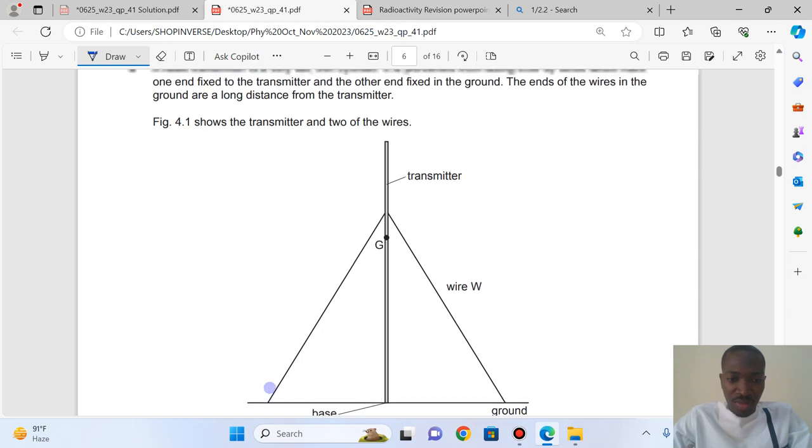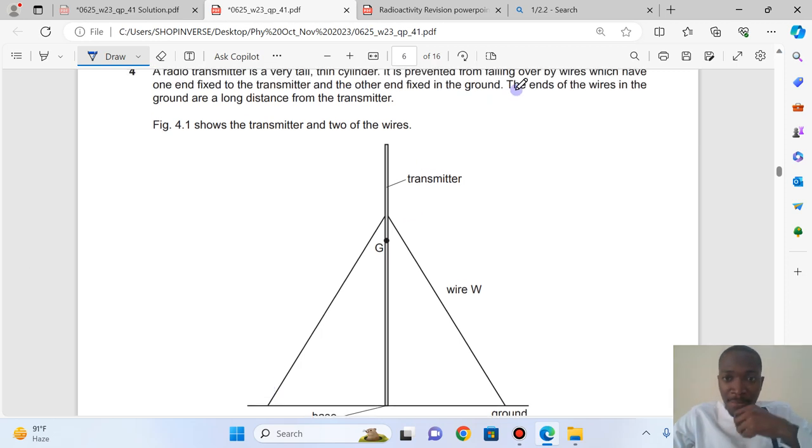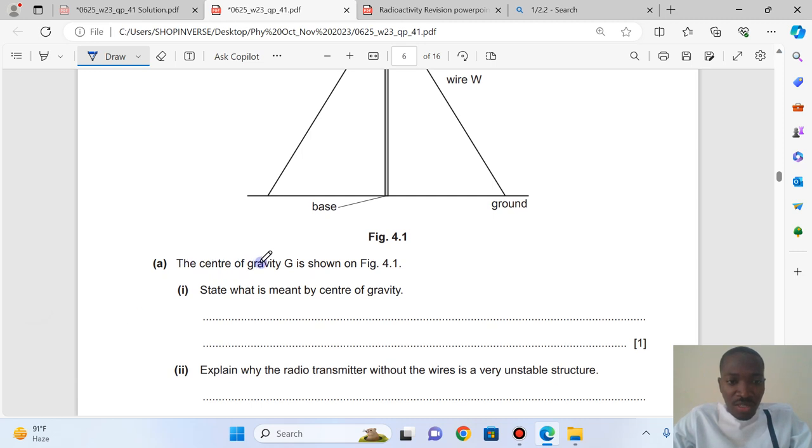Let's continue. The ends of the wires in the ground are a long distance from the transmitter. The end of this wire is at a long distance from the transmitter. Figure 4.1 shows the transmitter and two of the wires. Okay, that's fine. The center of gravity G is shown on figure 4.1. State what is meant by center of gravity.